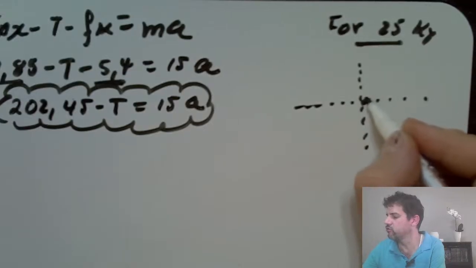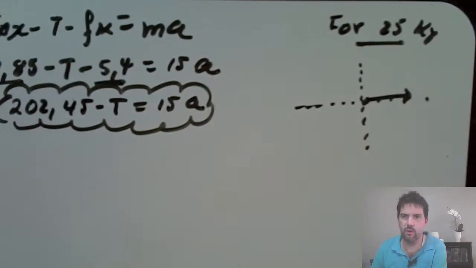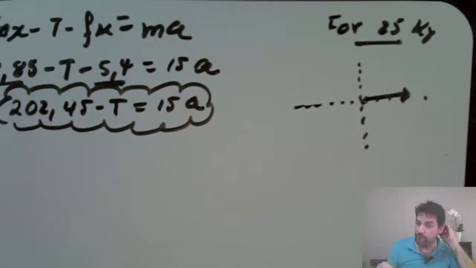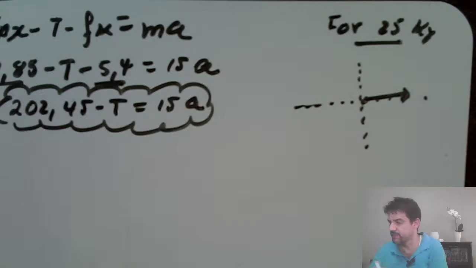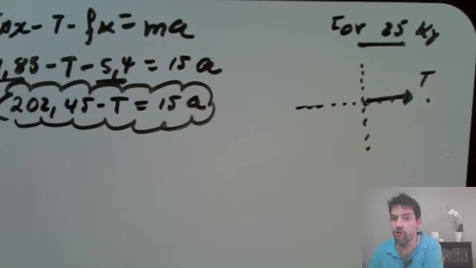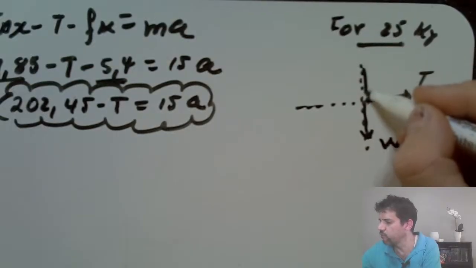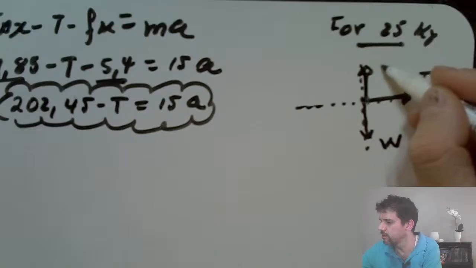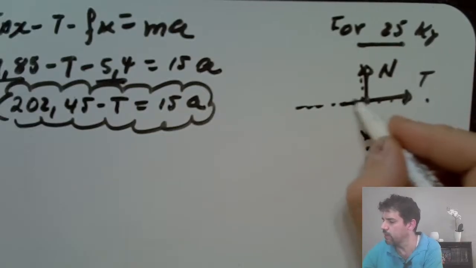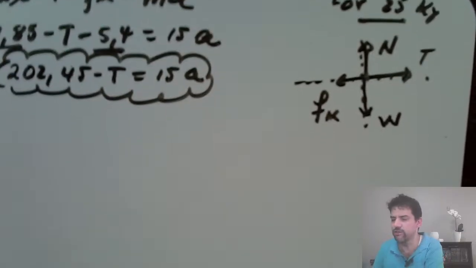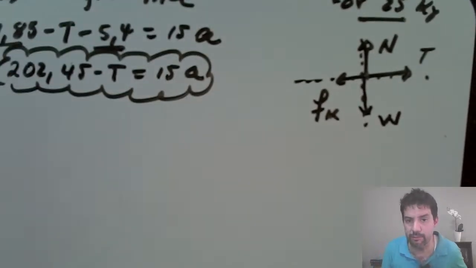There's only tension to the right. Remember, we spoke about tension. For the block at the front, it's backward. For the block at the back, it's forward. This is T, and we don't know T. We are looking for T. We have W down, we have weight up, sorry, normal up, and we have the frictional force. Those are the forces acting for the 25 kilogram block.